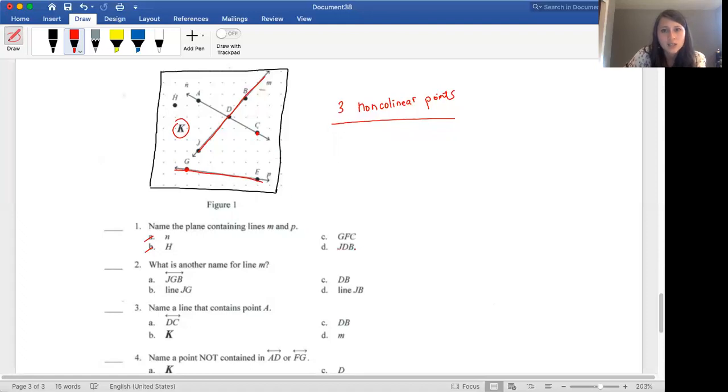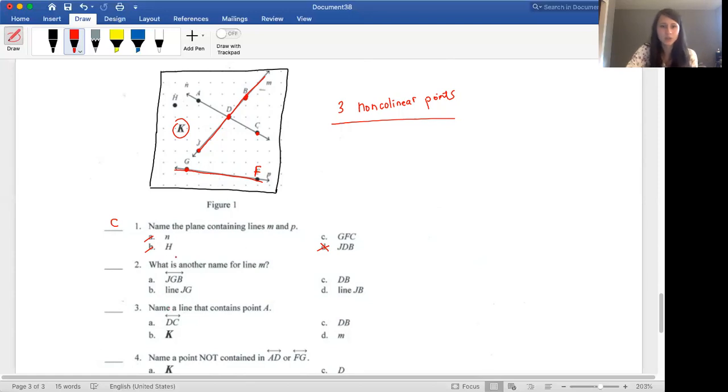And then JDB. Well, JDB are all on the same line, so I don't think my answer can be JDB. Now, I think this is maybe a typo. I think this should be F right here. Maybe my document is kind of blurry. So the only correct answer I could have would be GFC as my name for the plane. This is kind of a tricky question because you could easily think, oh, my answer is JDB, but remember, if they're all on the same line, then I can't use that to name my plane.